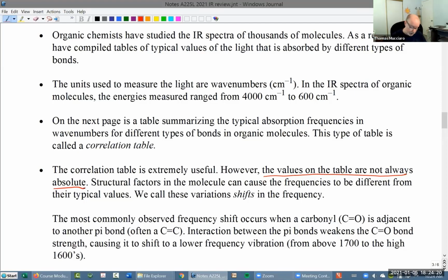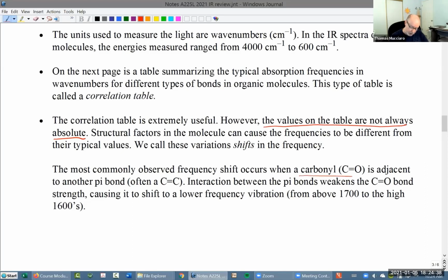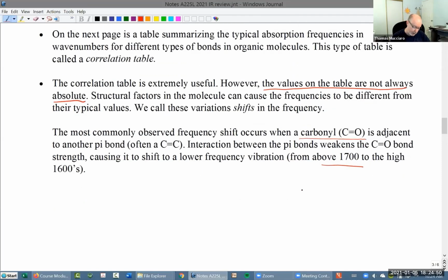In particular, while I talked about the balls and springs, there are other things that can affect the way that things might vibrate. One really good example, one that you're going to see, is the C double bond O absorption. The C double bond O absorption we're going to see on the table is usually slightly above 1700 for a frequency. But if we take that C double bond O and put it adjacent to another pi bond, like a C double bond C, where we go C double bond O pi bond, then a sigma bond, then another pi bond, we're alternating. We call that conjugation.